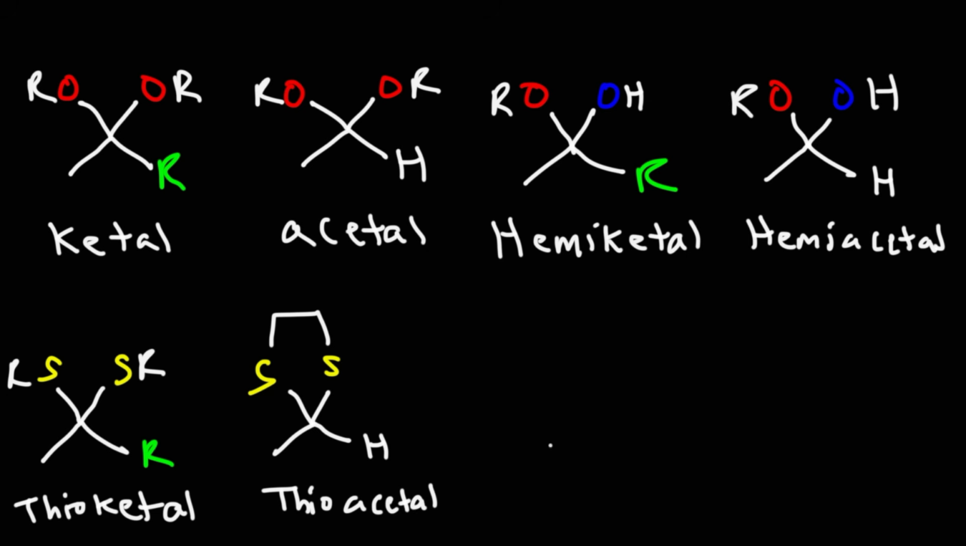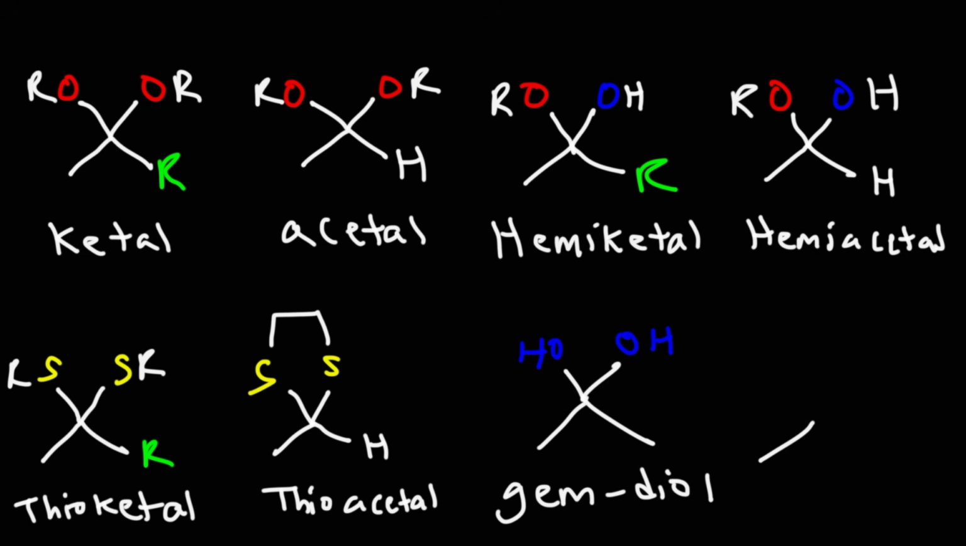What if we have two hydroxyl groups on the same carbon? This is a diol, specifically a gem diol. This is a vicinal diol because they're on adjacent carbons but not the same carbon.